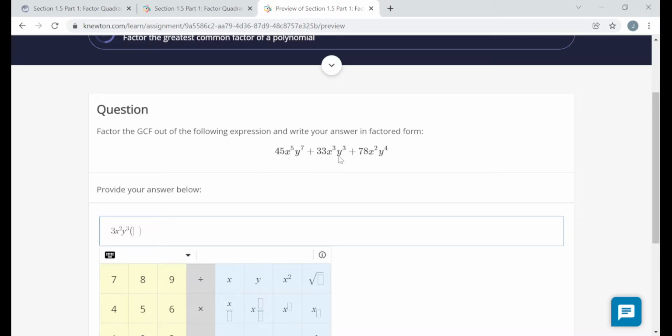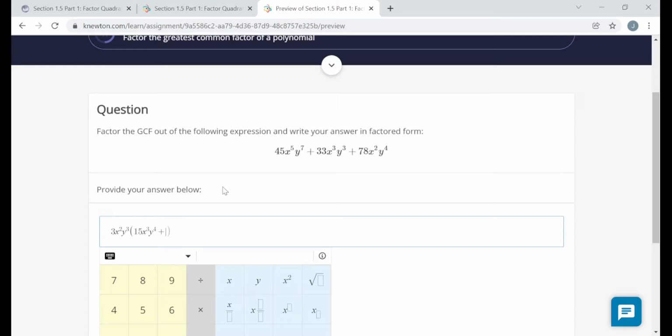Alright, then there are 3 terms here, so there are going to be 3 terms in a set of parentheses, so that when I redistribute the greatest common factor, I get this back. So 3x squared times y cubed, times what would give me 45x to the 5th, y to the 7th? Well, that would be 15x cubed, y to the 4th.